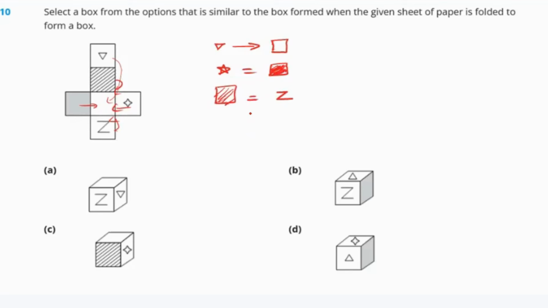Okay, so which is correctly showing the relationship between all of them? This triangle and this blank square should be opposite. And this blank square is related to this Z, so it should be here only, at the down part, and this has to be the star one, and after that the lining one, the slanting line one. So option B is the one showing the correct relationship out of those.